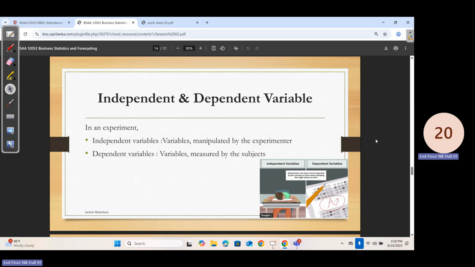Then given the variables in the scenario, you can identify whether it's quantitative or qualitative. After that, you need to identify what is the level of measurement in here. Okay.